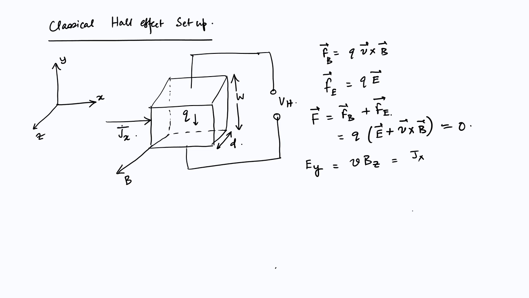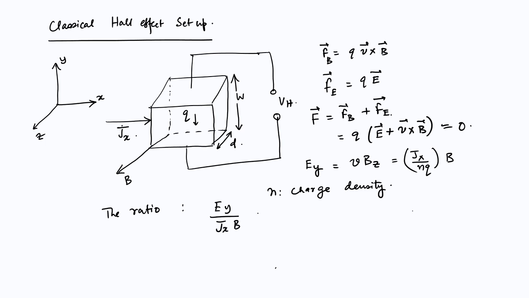Let me write it with a capital J. So this is equal to JX by NQ, and B is only in the Z direction, so I don't have to write a BZ. So this is JX by NQ and then B. Here N is the charge density. All right, so the ratio EY divided by JX B is called the Hall coefficient. And let's write it as RH, capital H standing for Hall, okay.